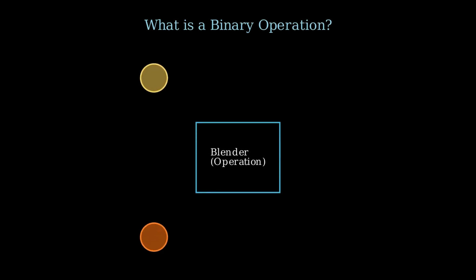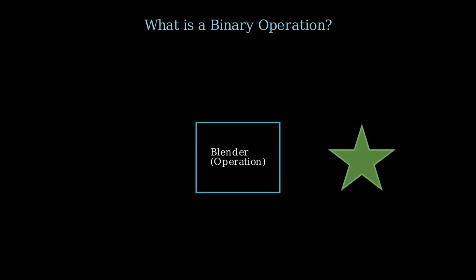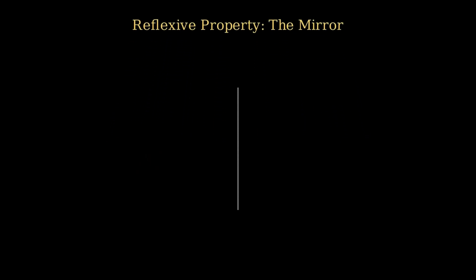Think of a binary operation like a magic blender. You put two separate ingredients inside, and it combines them to create one brand new dish. Now, let's look at equality. The reflexive property is like looking into a mirror. An object always looks exactly like itself, just as A always equals A.